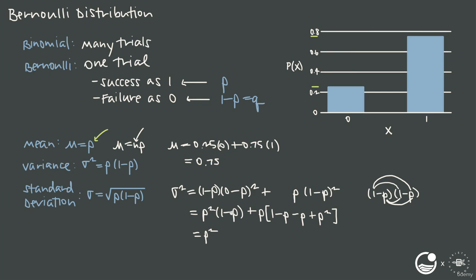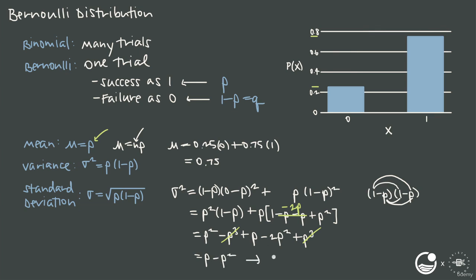P squared times a negative p is minus p cubed. We'll say plus p times 1 is p. Here, we have minus p and minus p, that's a minus 2p. So when we multiply p by minus 2p, we get minus 2p squared, and then p times p squared is p cubed. We get our negative p cubed and our positive p cubed to cancel with each other, and then we're just left with, we'll start with this p here, so p, and then we have p squared minus 2p squared is a minus p squared.